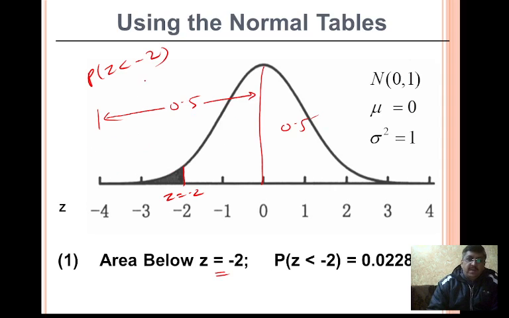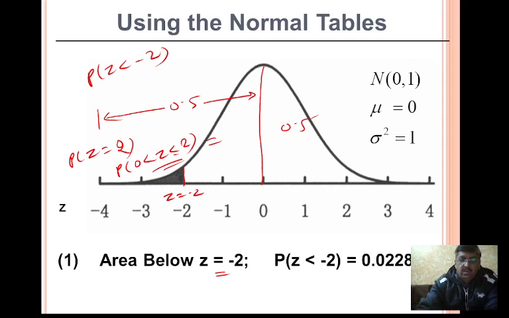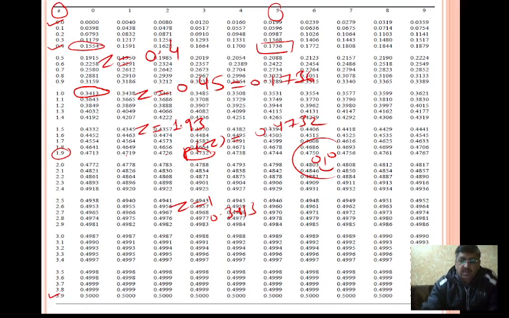To find out any value like z less than -2, we'll find out the probability of z equal to 2. So the probability of z equal to 2 means what? The probability of z less than or equal to 2. And how will we find this one? We can find it using the table. So let me go back to the table.